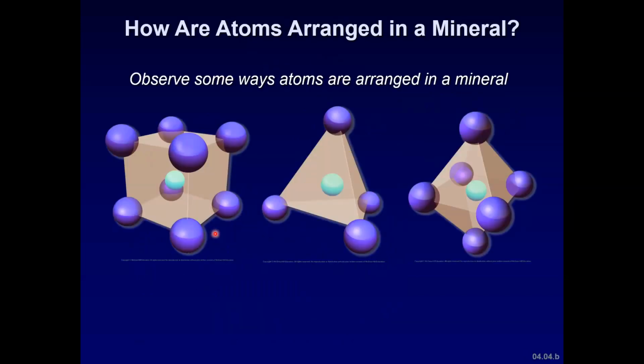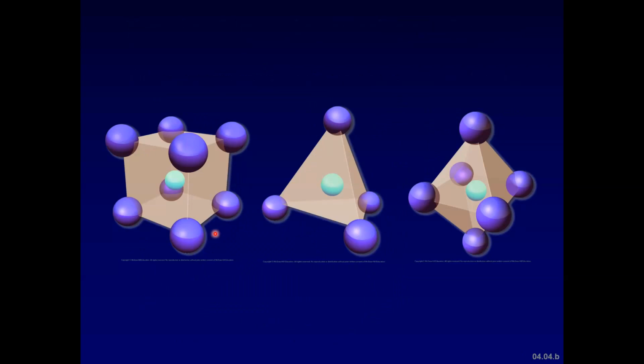How are atoms arranged in a mineral? We can look at a few different ways. These are not the only ways. But you can have a cubic arrangement, a tetrahedron, which is pyramidal, tetra meaning 4, or an octahedron. You have an oppositely pointing 4-sided pyramid joined at the base. Octa, of course, meaning 8.